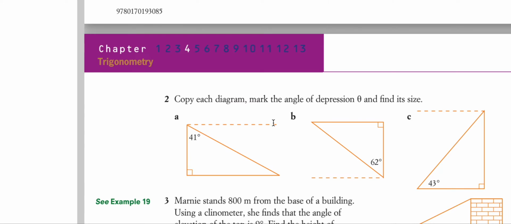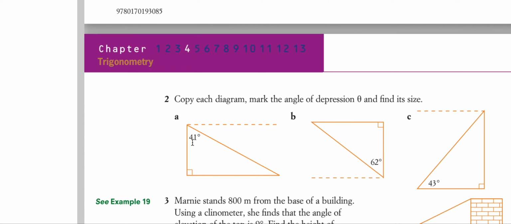And from here, we need to create an angle that's between our horizontal and our line of sight. So it's not going to be this 41 degrees, that's between the line of sight and the vertical. This is a vertical line here. So we need to be careful with that. It's between the horizontal and the line of sight. So it's this angle created in here by these two lines. So this angle here is our angle of depression in this diagram. That's the only angle of depression we can find in this diagram. So we label that theta. And we need to find its size.